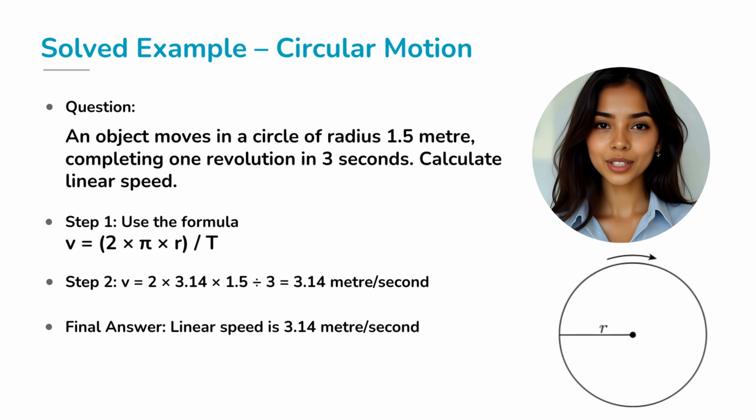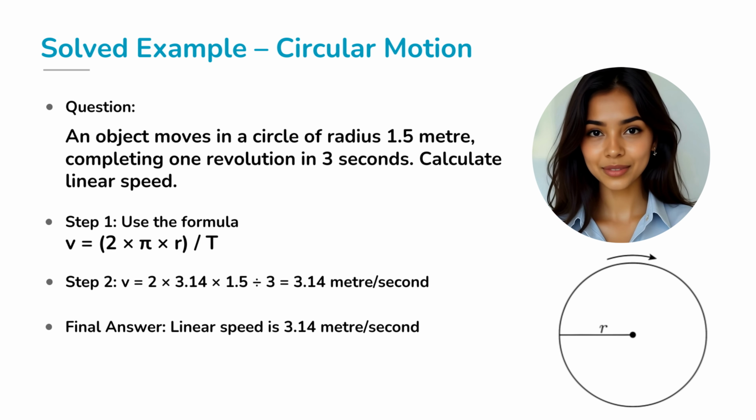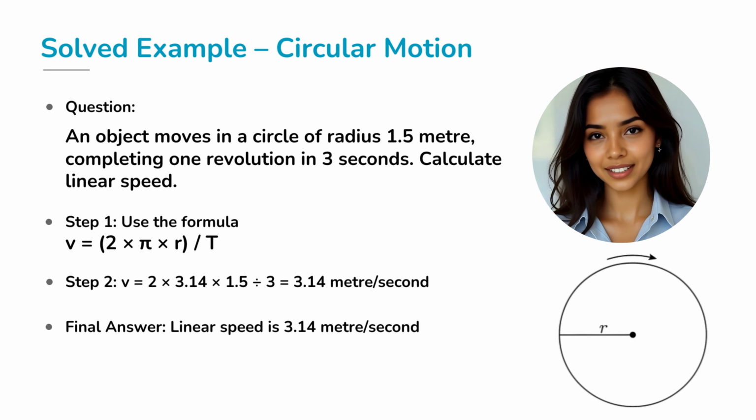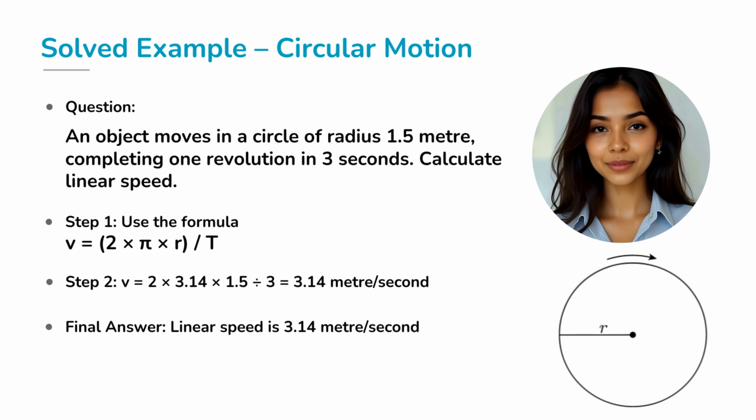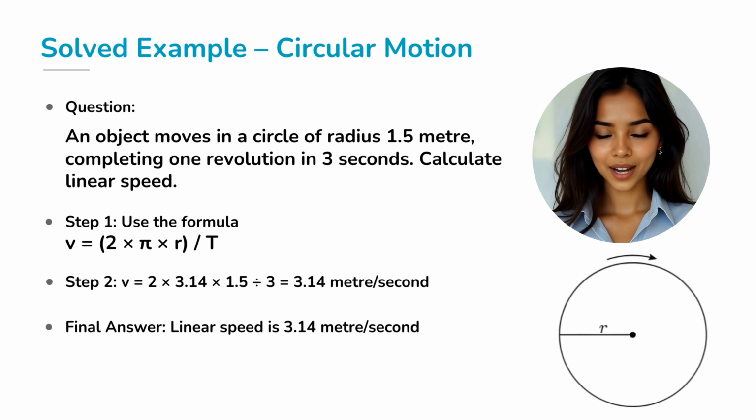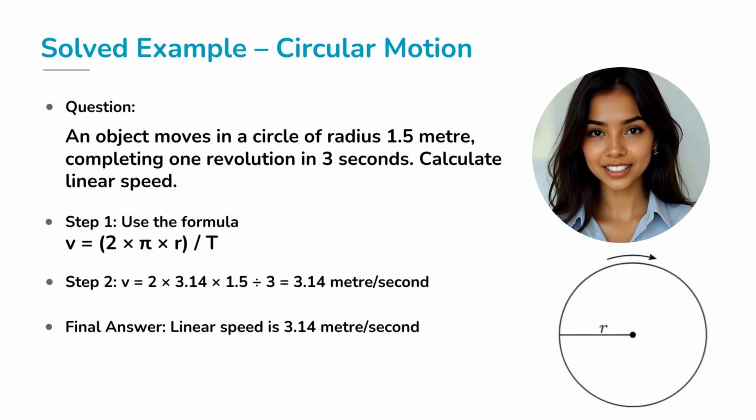We use the formula speed equals 2 times pi times radius divided by time. That's 2 times 3.14 times 1.5 divided by 3, which gives us 3.14 meters per second. This is the constant linear speed of the object along the circular path. It's moving steadily, but remember, its direction is changing at every instant.